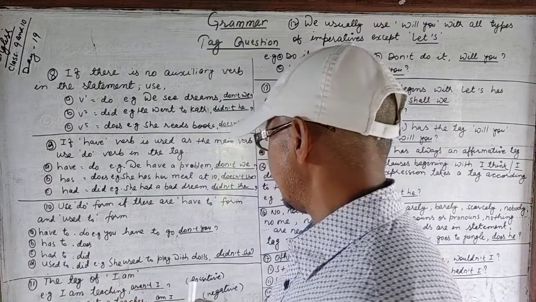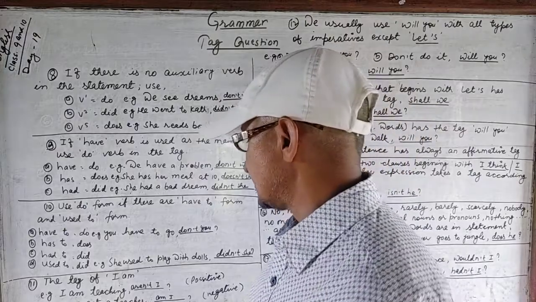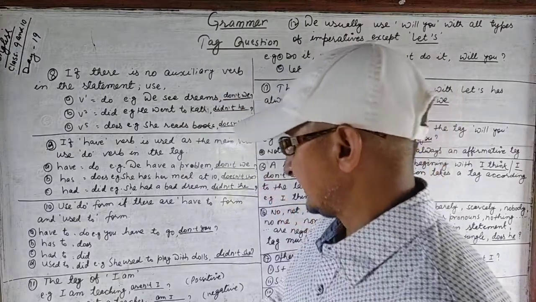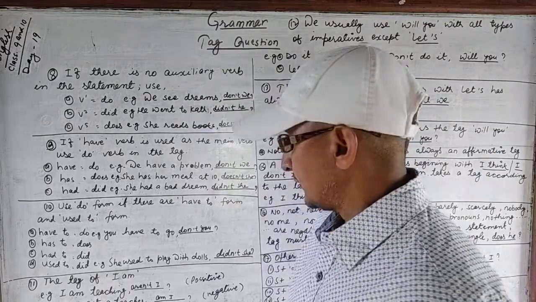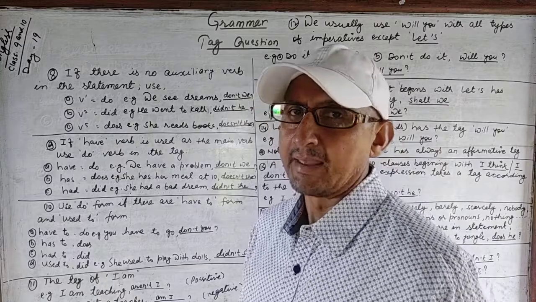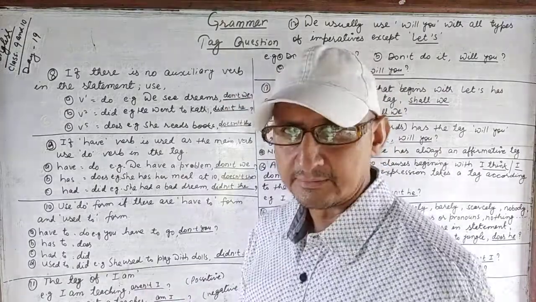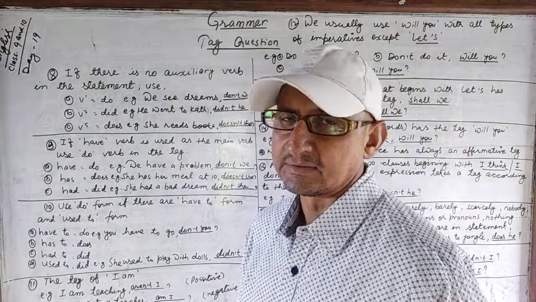If the statement is positive, we use aren't I. I am not a teacher, am I? For a negative statement, we use am I. In this way, we write the tag of I am. If it is positive, we write aren't I. If it is negative, we write am I in the tag.